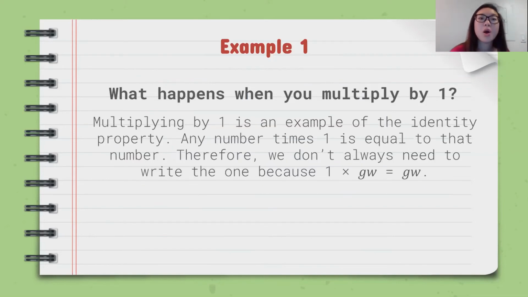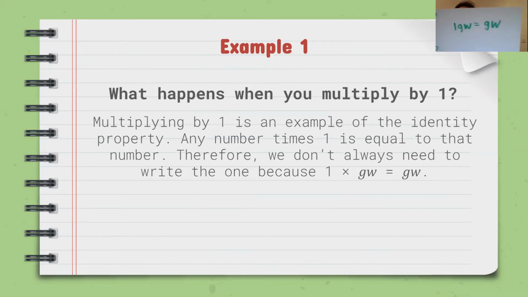All right, so when you multiply by 1, multiplying by 1 is an example of the identity property. Any number times 1 is equal to that number. Therefore, we don't always need to write 1 because 1 GW is also equal to just GW.